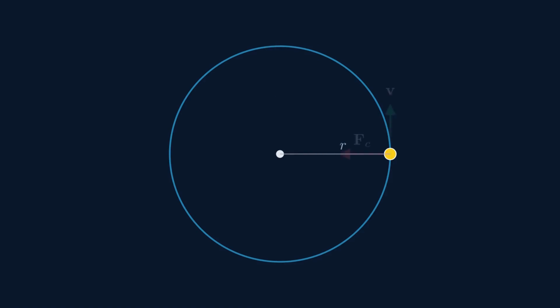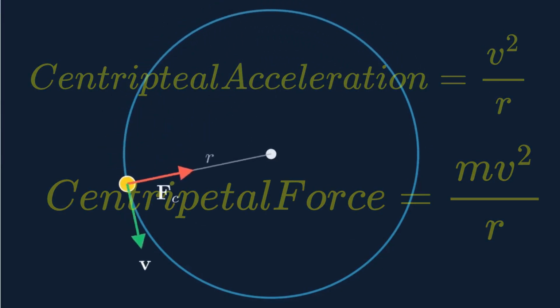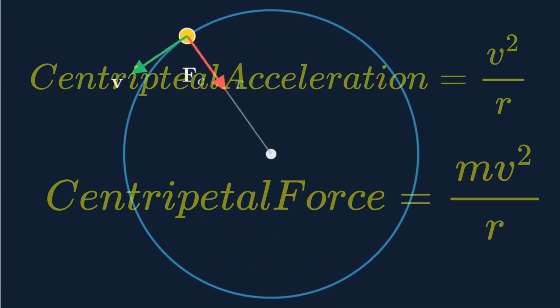For a certain mass, the acceleration required to stay on a curve depends on speed and radius. Mathematically, acceleration equals speed squared divided by radius.